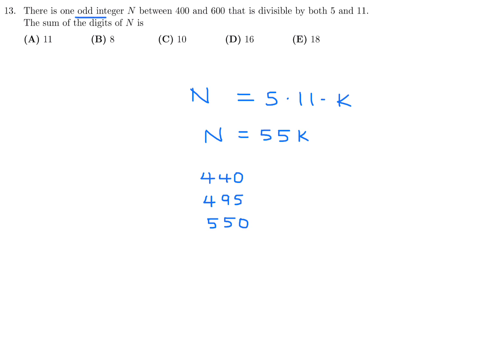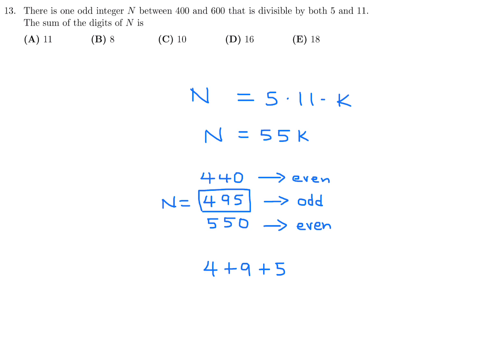They're saying it's odd. Okay, well, 440, is that odd or even? It's even. 495 is odd. 550 is even. So of these, the only one that's odd is 495, and therefore that must be my n. Now they're saying the sum of the digits of n. Well, 495 is the value for n. The sum of the digits would be 4 plus 9 plus 5, and that is 18. So number 13, the answer is 18, and that is choice E.